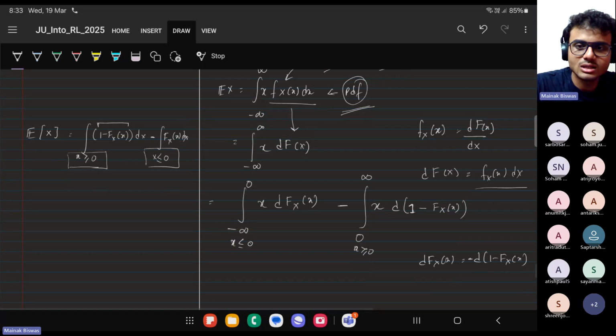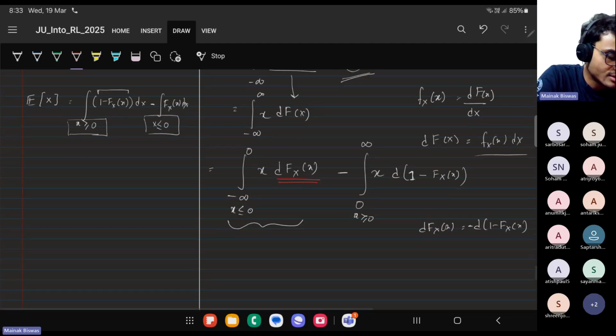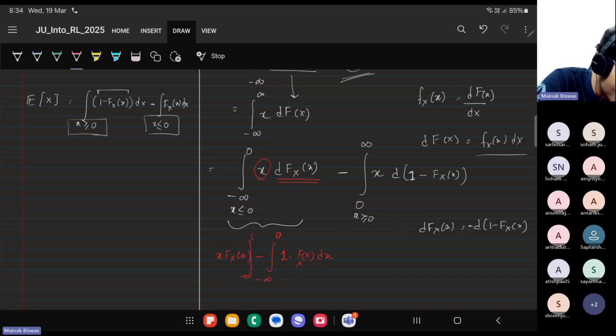Right, basic calculus. Now I do integration by parts. What will I get the first part to be? Which one should I integrate? Which one should I differentiate? I integrate this, right? So I get x F(x) minus, and I differentiate this, so I get 1 times F of x dx, from minus infinity to 0. Fine, you agree? And this is between minus infinity and 0.